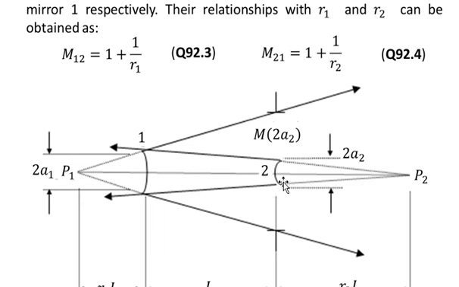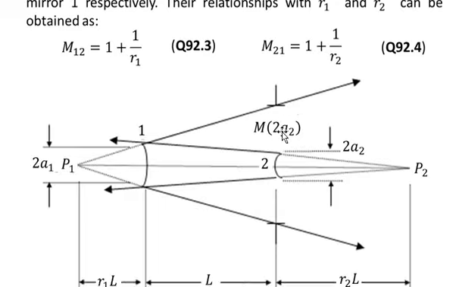Mirror 2 is also a 100% reflector. No light will pass through mirror 2 towards the right, towards the point P2. All the light incident on mirror 2 is reflected towards mirror 1. But the light reflected off mirror 1 is intercepted by mirror 2, and the light which is not intercepted by mirror 2 will leak out of the resonator.